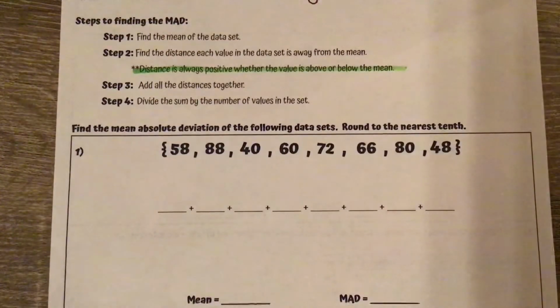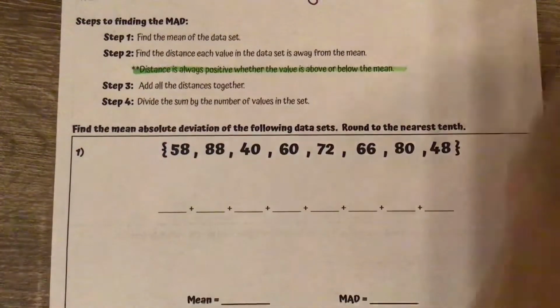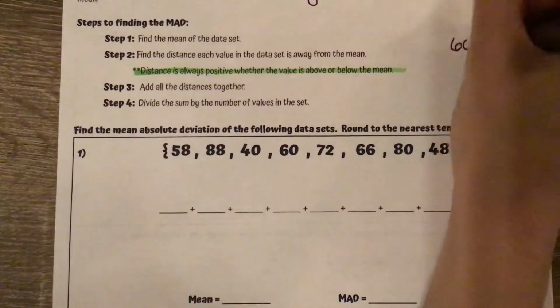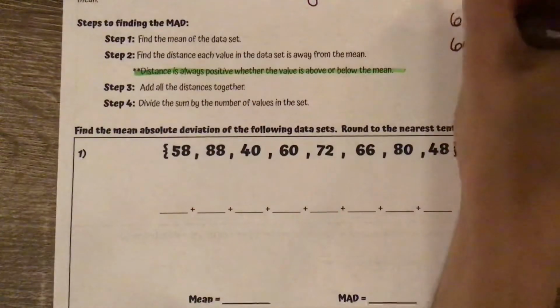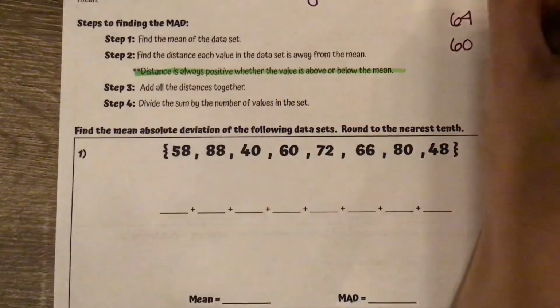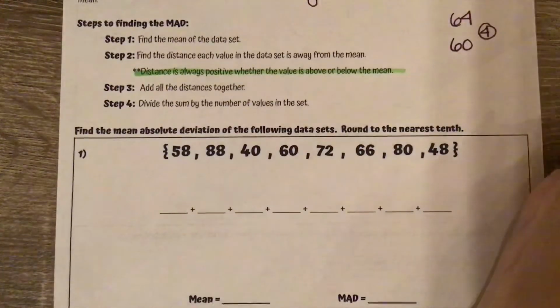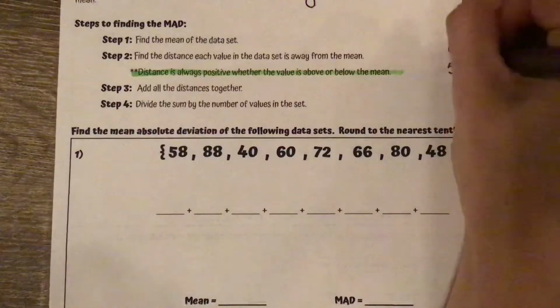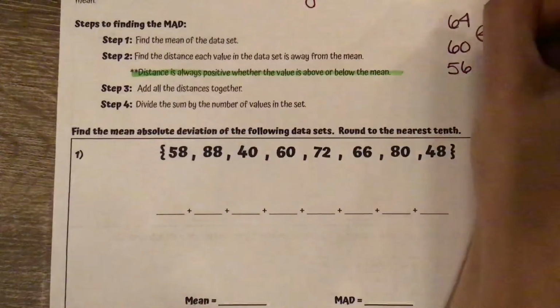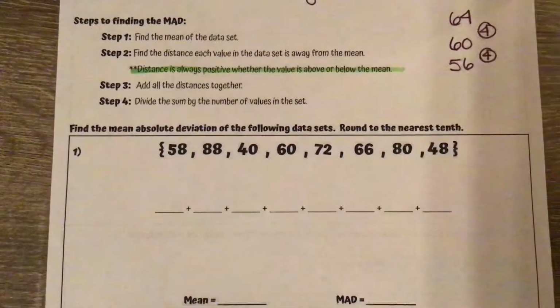is above or below. So for example, if we have the number 60 as our mean, 64 is higher than the mean, right? It's 4 away from the mean. 56 is lower than the mean. We're not going to say minus 4. We would still say it is 4 away from the mean. So distance will always be positive. We're going to add those distances together and divide the sum by the number of values in the data set.